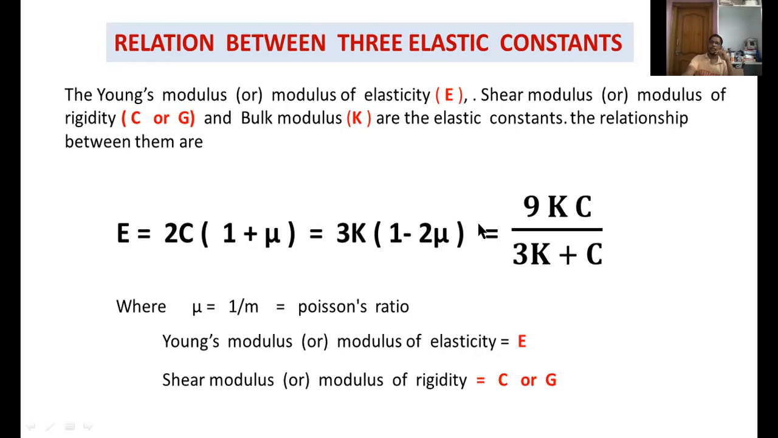K is the bulk modulus. So this is the relation between Young's modulus, bulk modulus and shear modulus.